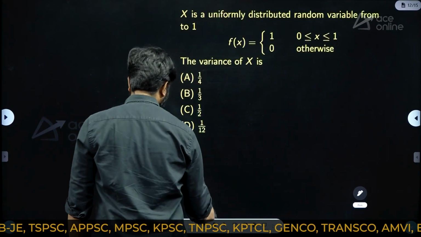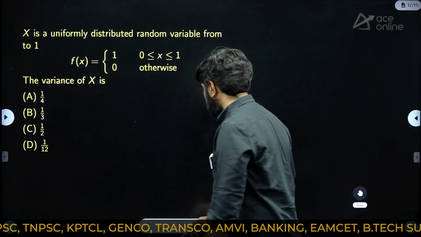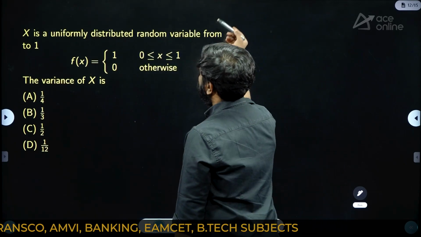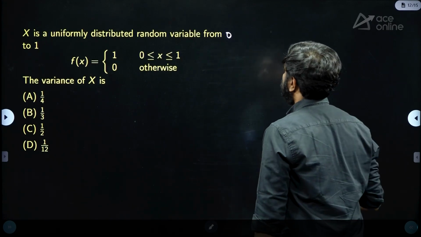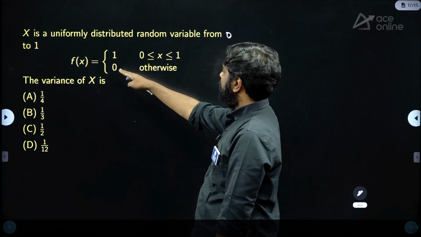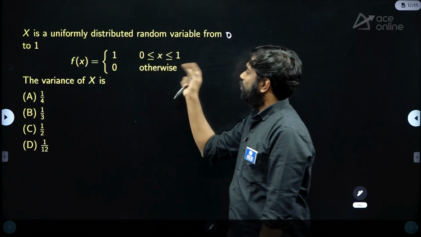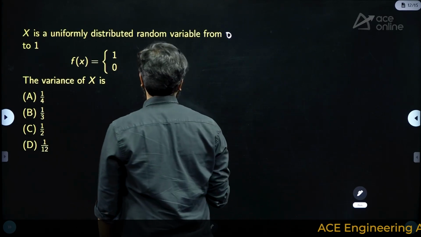So now look at this question. He says X is a uniformly distributed random variable from 0 to 1. So it's missing here, 0 to 1, print mistake. X is uniformly distributed from 0 to 1 and its density function is 1 whenever X is between 0 and 1 and it's 0 otherwise. What is the variance of X? It's a very simple question.